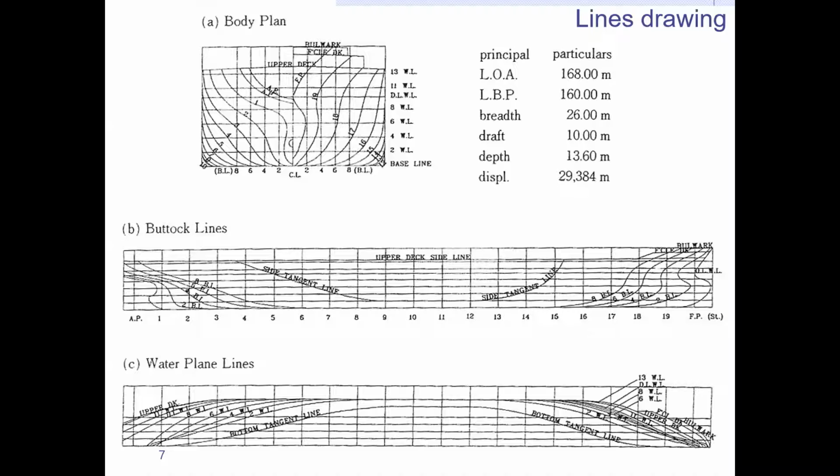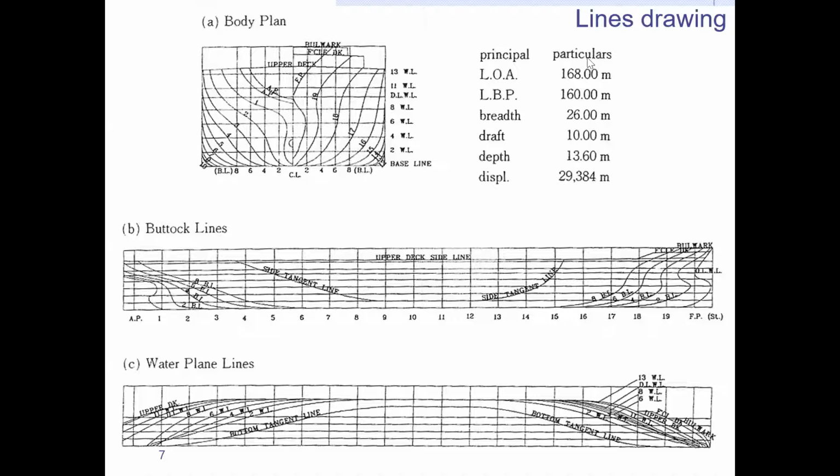So for ship design or ship construction, you need to use these lines to cut steel plate, put the steel plates together, bend them, and then weld them to create the whole outer skin of the ship. So that is one of the main businesses of a shipbuilding company.